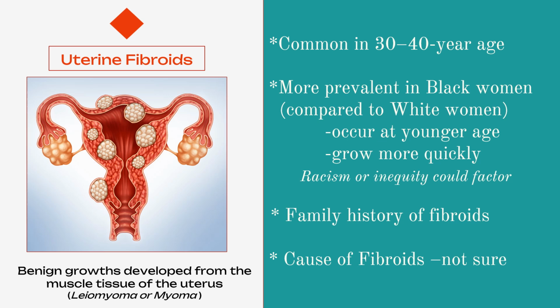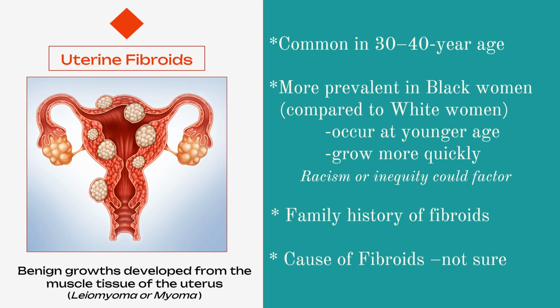They occur more often in black women than white women, and they seem to occur in younger black women and they grow at a much quicker pace. So it's not certain why that happens, but one of the social determinants may be that there is some racism or inequity that plays a role in how soon black women seek treatment or have access to care. So that's something to keep in mind when you see some of these rates of different diseases and the onset of some of these diseases.